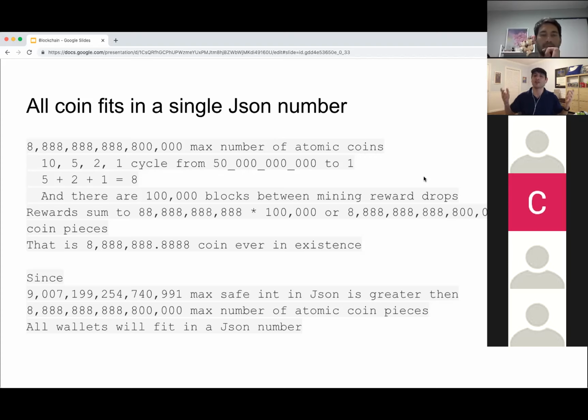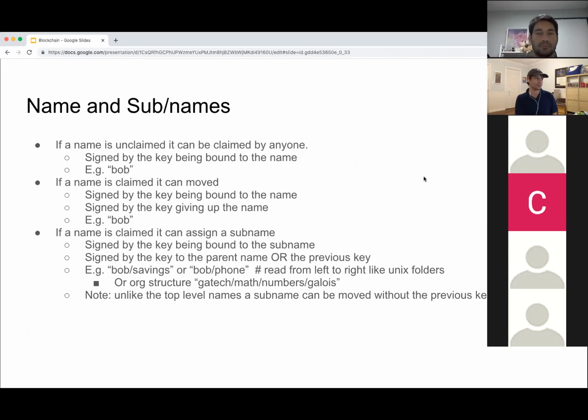And this fits. We have picked the right size for how much coin to give out and how much to decrease each year so that it will always fit within this JSON number. So even if all of the people in the world sent all of the coin in the world to one wallet, that wallet could actually hold all of the coin and we have a safe amount. So that guarantees us safety within the JSON number.